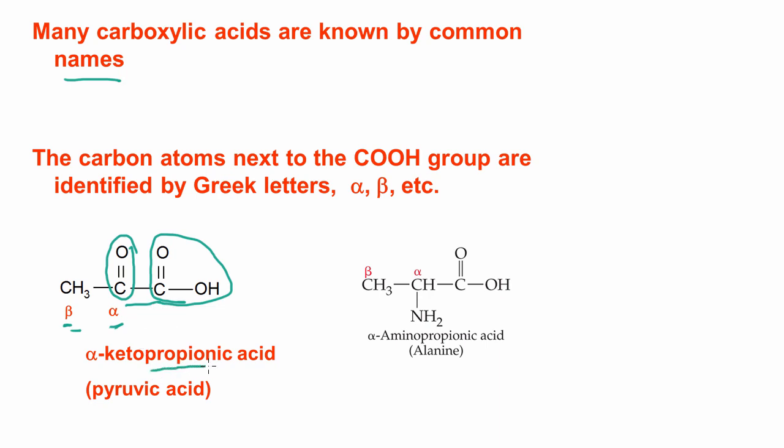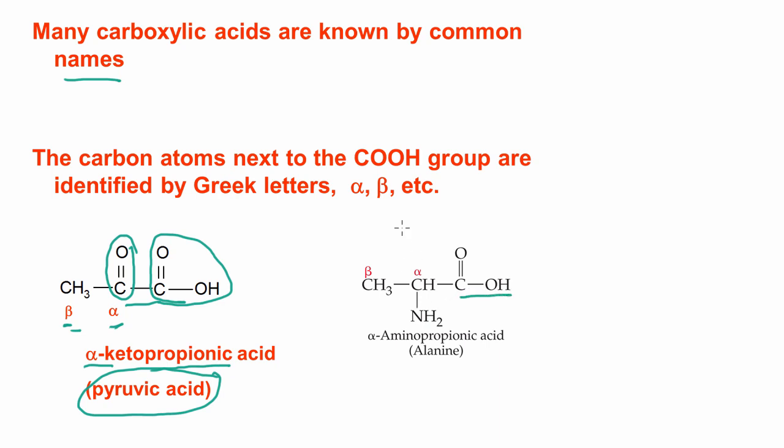So in this case here, we have a 3-carbon carboxylic acid. This would be propanoic acid, but we have this keto group, remember the ketone, on the alpha carbon, so alpha ketopropanoic acid. This is also called pyruvic acid, and we will be dealing a lot with this one when we get to metabolism. Here's another example.